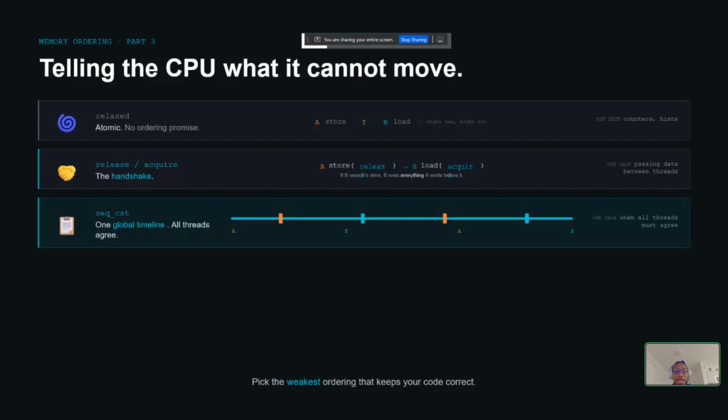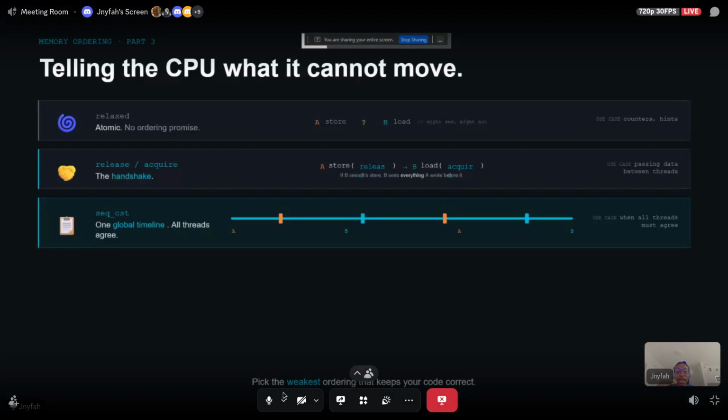And then you have the release and the acquire. For acquire and release, both of them go hand in hand. Acquire is mostly used for load and release is mostly used for store. For the acquire, it says don't move anything below this acquire above me. And for the release, it just means everything before this release, don't move it below this release that I have here. I can give an example.